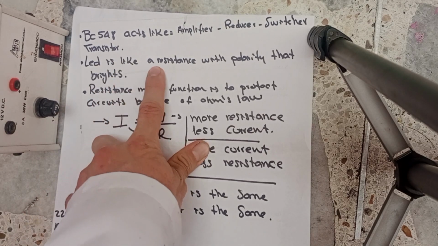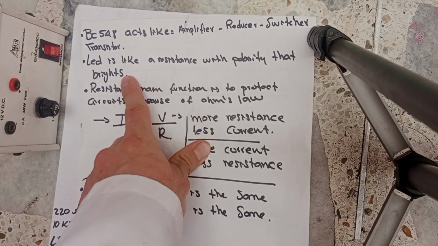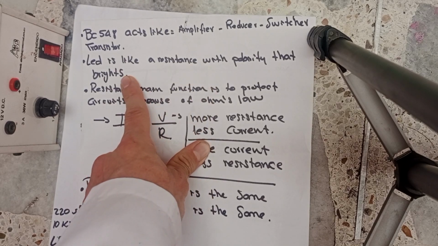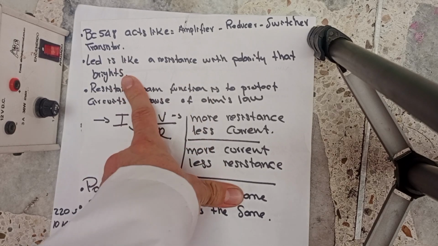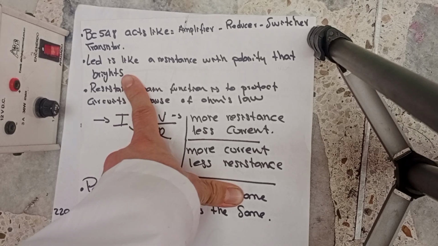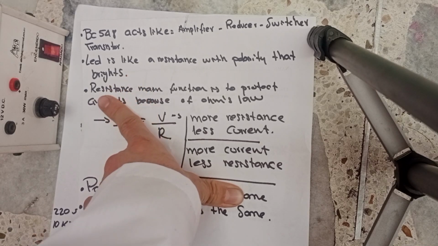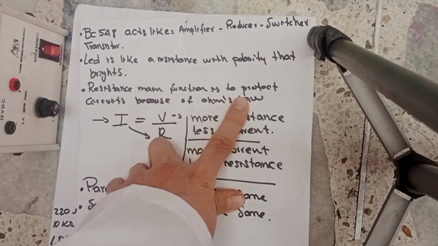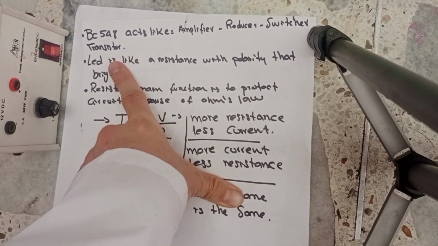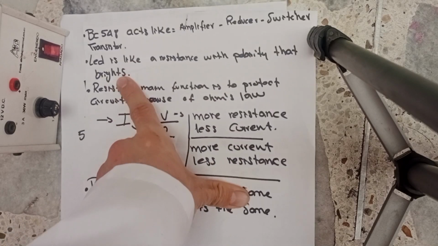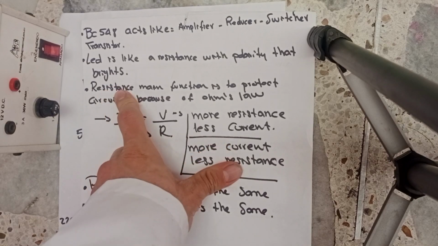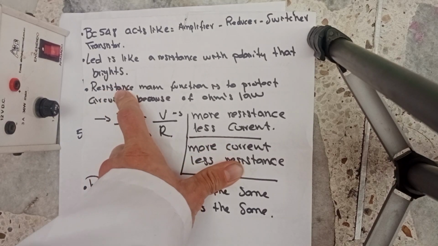The LED is like a resistor with polarity that lights up. It's easy to understand. That's why the LED acts like a protection for the circuit. The main function of a resistance is to protect, the same as an LED. But resistances don't have polarity, so you can connect the resistance any way you want and it won't be affected.